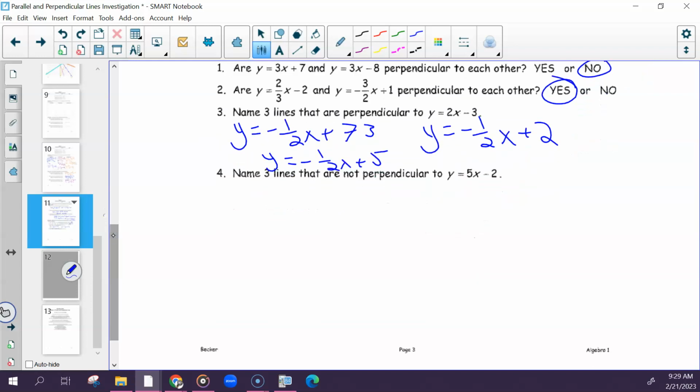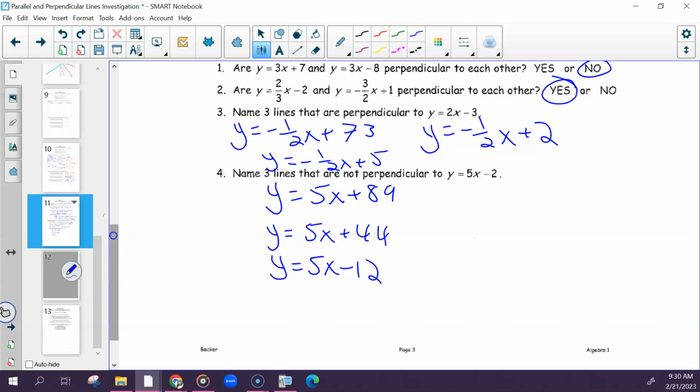Now 3 lines that are not perpendicular to y equals 5x minus 2. Otis, give me one. Okay. These are not perpendicular because the slope is the same. Give me another. Lacey? Again, not perpendicular because the slope is the same. One more. Again, not perpendicular because the slope is the same.